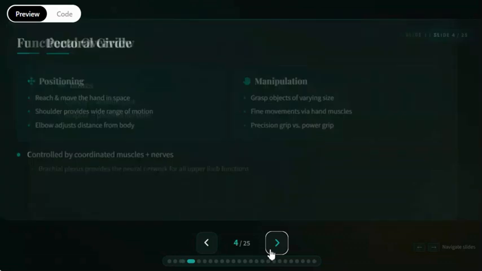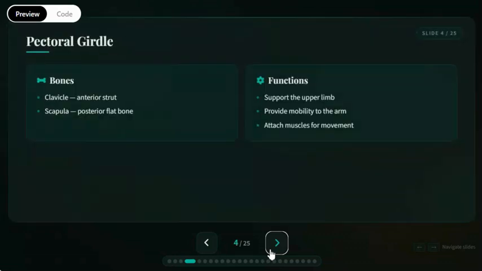3. Pectoral girdle. The pectoral girdle connects the upper limb to the axial skeleton. It consists of two bones, clavicle, scapula. Its main functions are providing attachment to muscles, supporting the upper limb, allowing a wide range of motion. Unlike the pelvic girdle, it is not very rigid, which increases mobility.